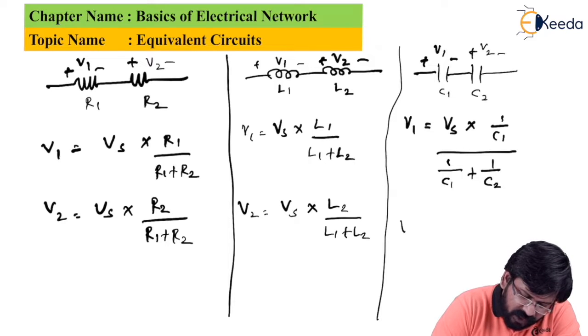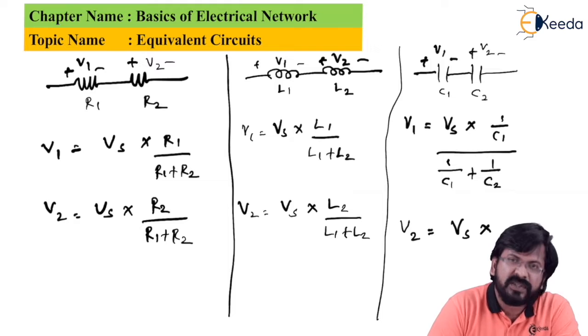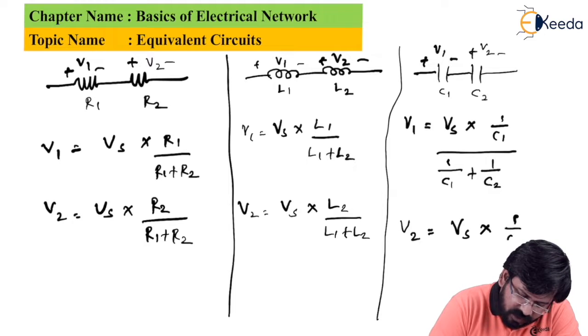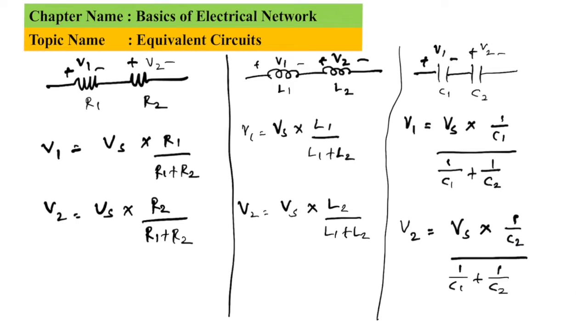Similarly, if you want to calculate V2, it will be the total voltage supplied Vs. Since V2 is the voltage across capacitor 2, we don't write C2, we write 1 upon C2, divided by 1 upon C1 plus 1 upon C2.